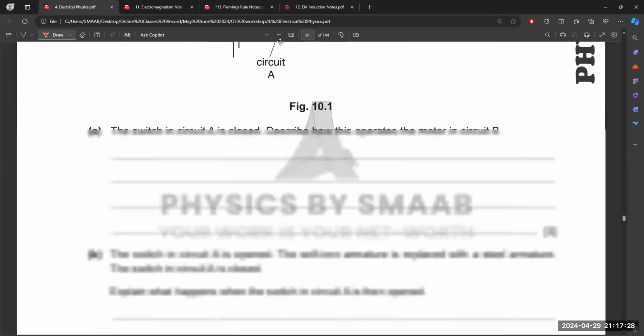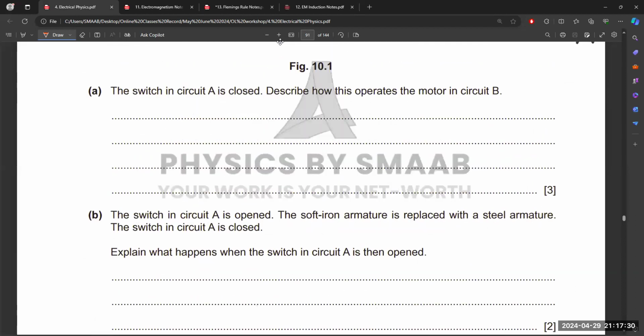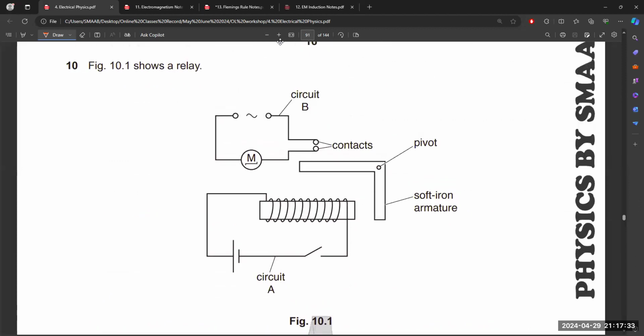Okay, let's try this one also because it consists of a circuit. Let's see how this circuit works. You don't need to learn the complete working of any type of material because the diagram will always be given in the question. According to the diagram and the concepts you learned in electromagnetism, you can identify the working by yourself.